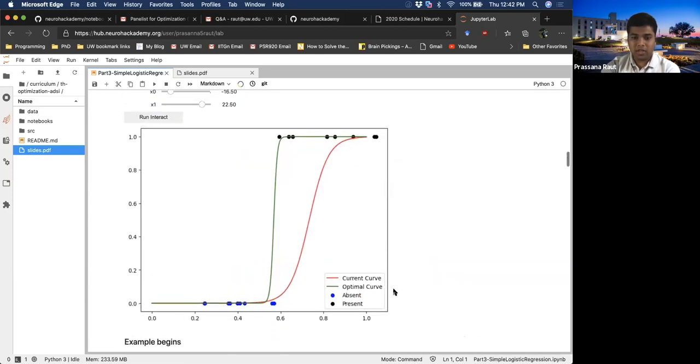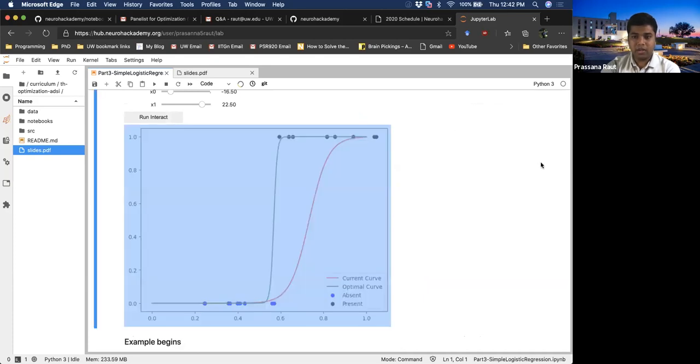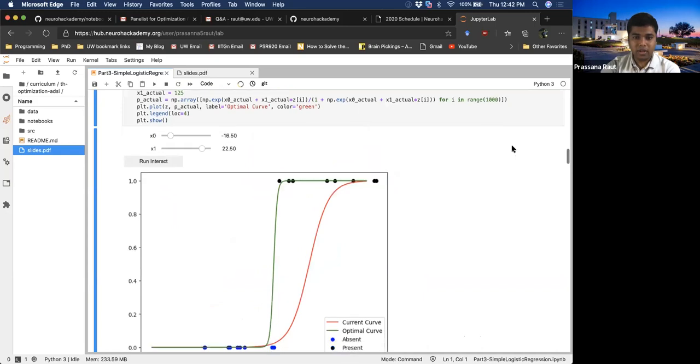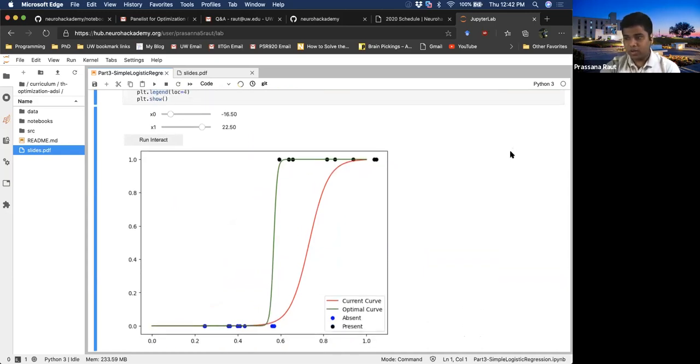Now let's look at a toy example. We have been given some data where for these values the outcome is 0, and for these the outcome is 1. This is the optimal logistic curve that we get using optimization. We can see the effect of x0 and x1 by changing them over here. If I keep x1 constant and change x0, we can see that the center of the curve changes. So that is one effect.